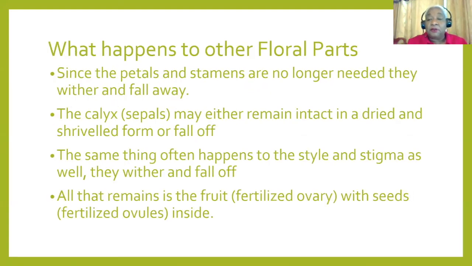So what happens to these other floral parts? Again, since the petals and stamens are no longer needed, they will wither and fall away. The calyx, that is the sepals, may either remain intact in a dried and shriveled form, or they can fall off. The same thing often happens to the style and the stigma as well. They will wither and fall off. All that remains is your fruit, which is a fertilized ovary with seeds, with the fertilized ovules inside.